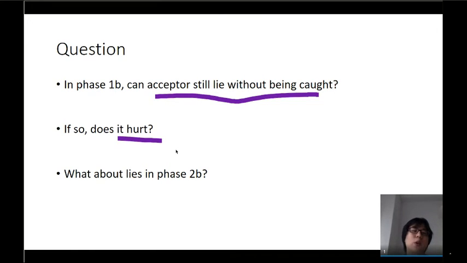And also, we only talked about the lies in phase 1B. What about the lies in phase 2B? These are all simple but interesting questions. I don't want to spend time covering them today because this can cost another 30 minutes. But I would like you all to think about this because these are interesting corner cases. In general, the acceptor can still lie in phase 1B, but it won't hurt. And the lies in phase 2B also don't hurt.